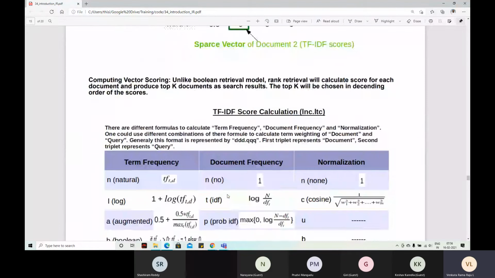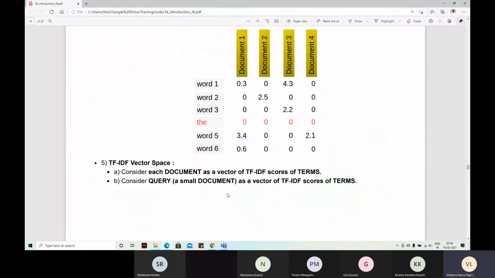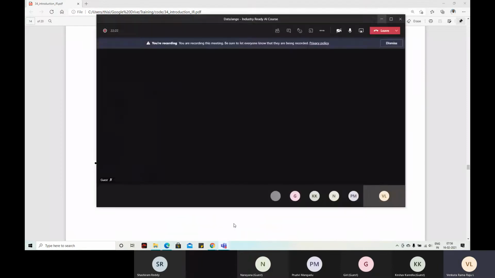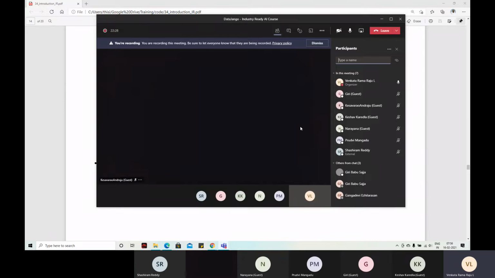Any questions? Any questions on information retrieval? Got it, right? You guys are clear on most of the concepts, right?